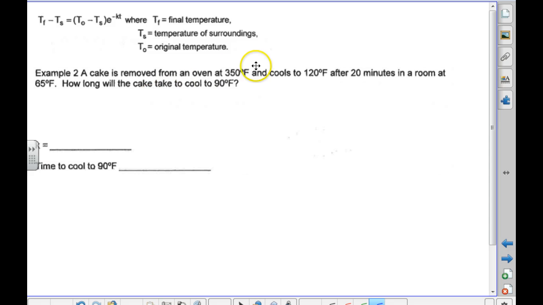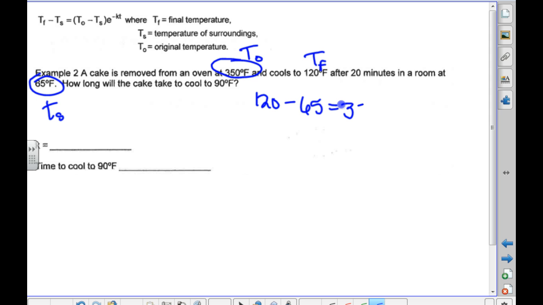Anybody know where any of those numbers go? 120 goes in the T sub F. And T sub S should get 65. Okay, the surrounding temperature would be 65. So equal to 350 minus. Yep, our original temperature was 350 of the oven, minus 65, the surroundings. And how long did it take for that to happen? All right, can you guys work on the algebra, please?